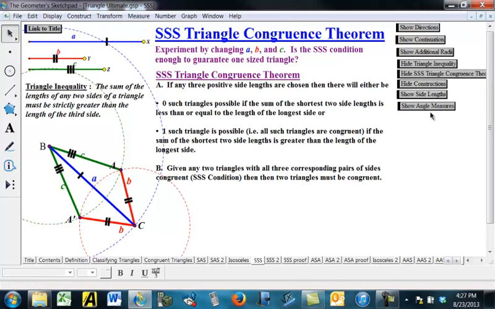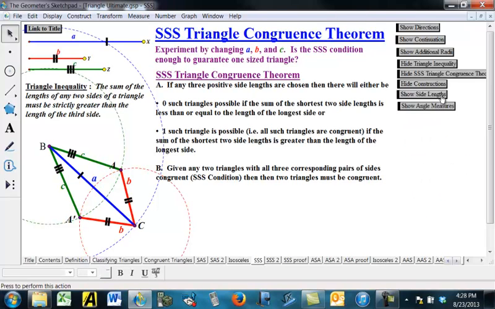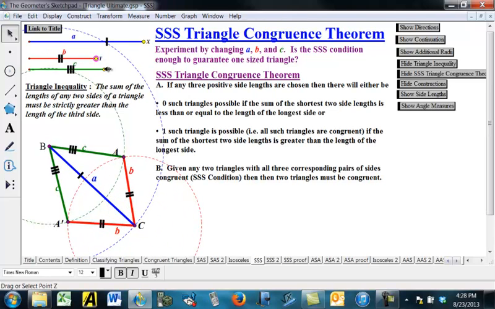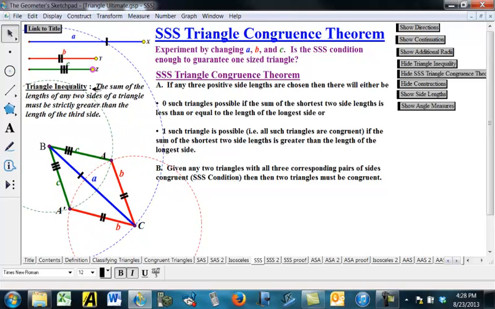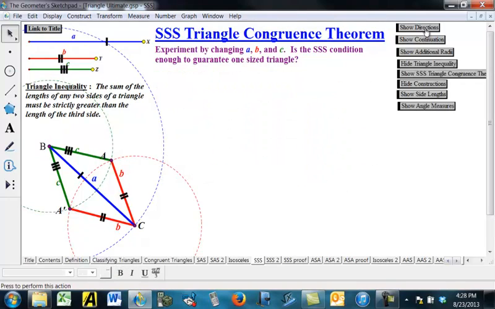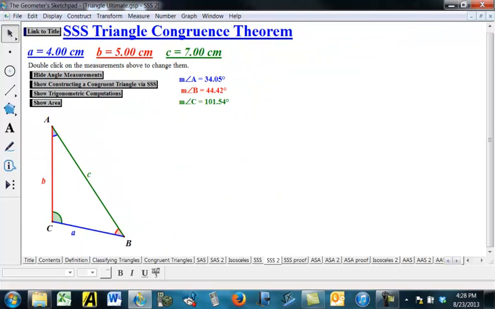Now, we can show the side lengths and show the angle measures there. But as with the other sketch with the side angle side, we can experiment by trying all kinds of different possibilities here for lengths. Okay, and we'll come back and investigate this a little bit more in our next sketch, where we can actually type in the numbers.